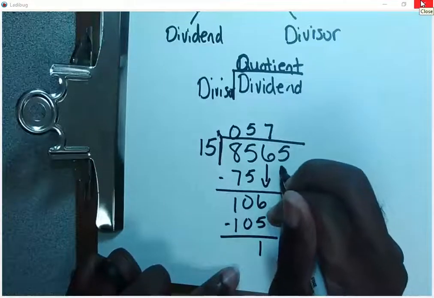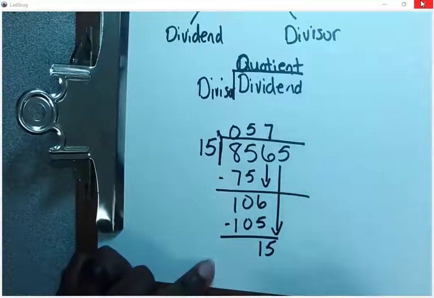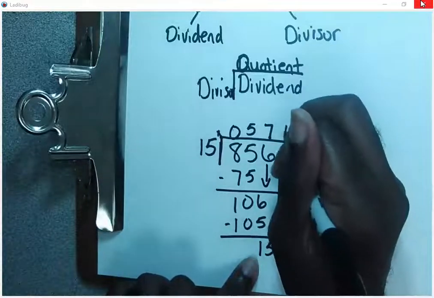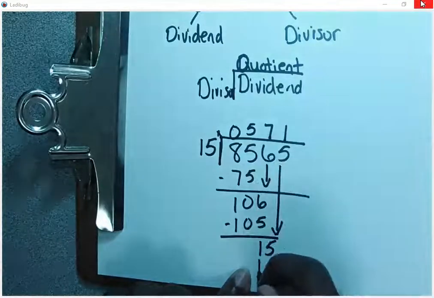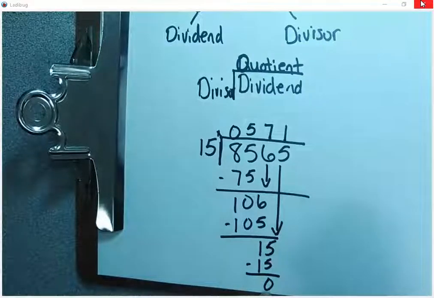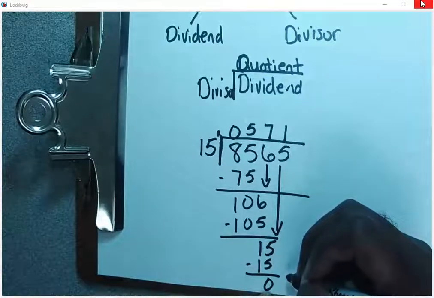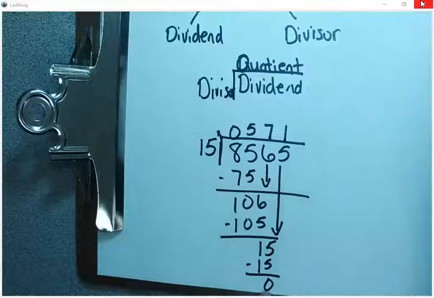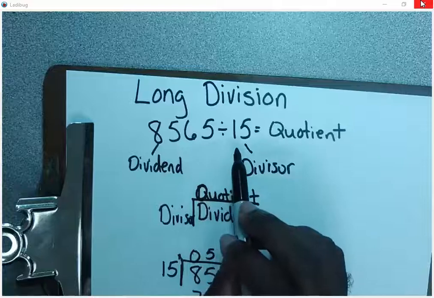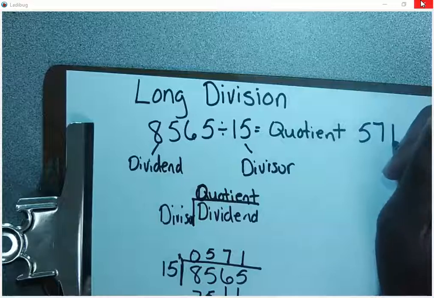Once again, I bring down my next number beside my difference. It goes right here beside this 1. And I repeat the process again. 15 goes into 15 one time. Of course, 1 times 15 is 15. I subtract, I get 0. So this is my last step. I don't have anything else to bring down. So nothing else needs to happen. So I can now say that 8,565 divided by 15 is going to give me 571.